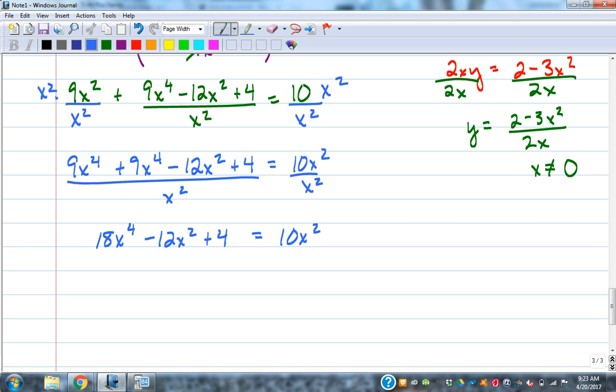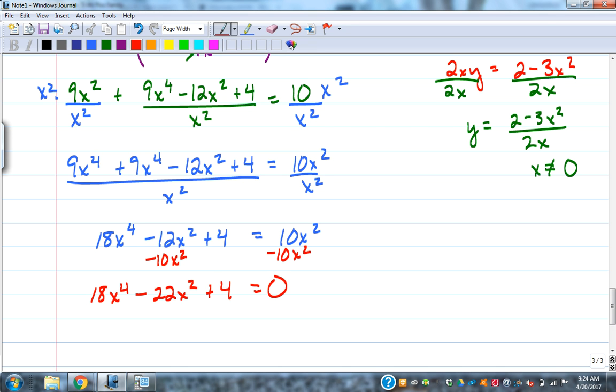Now, this is something to the 4th power, so I need to get it equal to what to solve it? 0. So I'm going to subtract 10x squared. So that's 18x to the 4th minus 22x squared plus 4 is equal to 0.